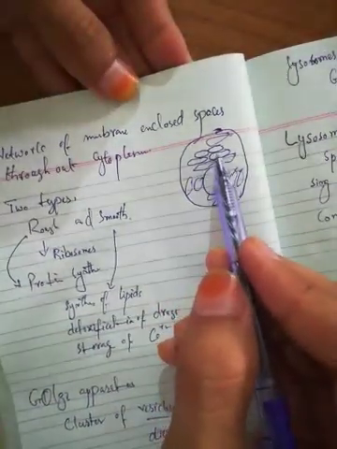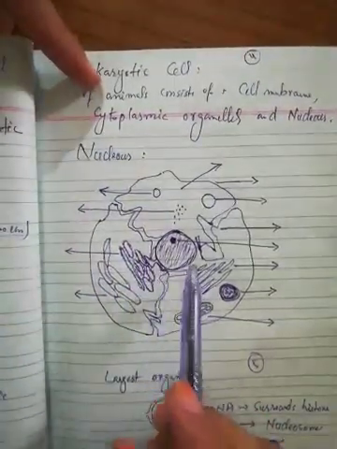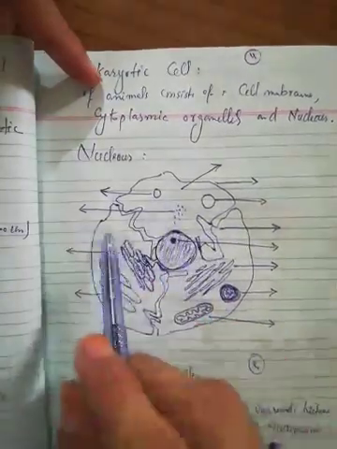Endoplasmic reticulum is scattered throughout the cytoplasm. Like this. This is endoplasmic reticulum, from the nuclear membrane up to the cell membrane. This is scattered throughout the cytoplasm.